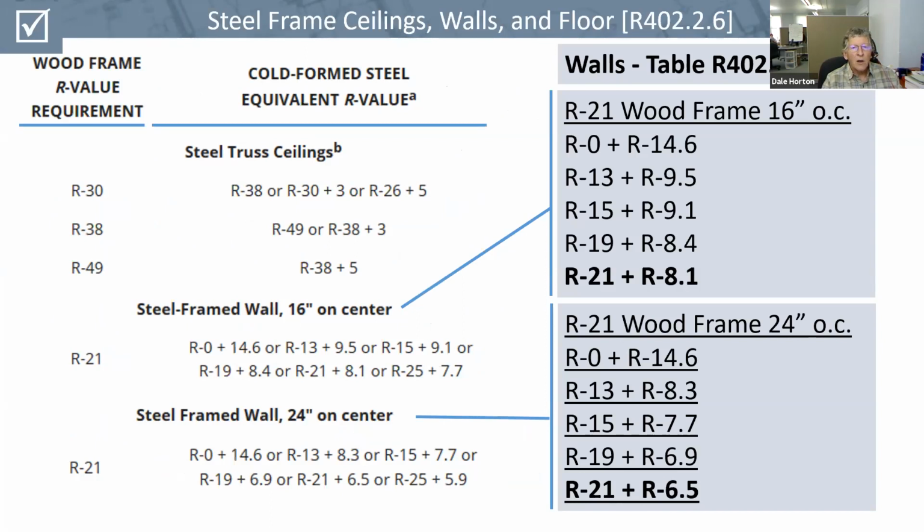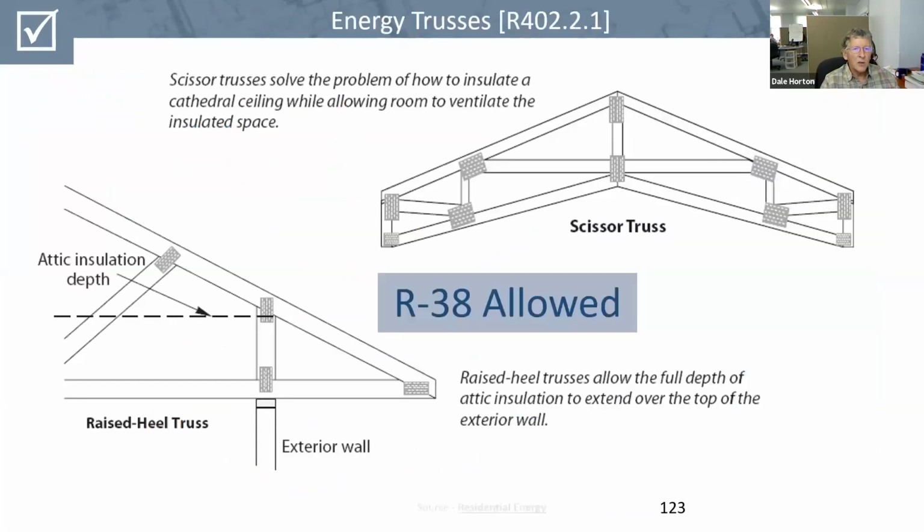You can have R14.6 continuous, or on the other hand, you can have an R21 in the cavity of the steel frame wall, but you have to have an R8.1 rigid in addition. So this is not something we see a lot of, but you might see it, especially in multifamily housing, if someone were to try to use a metal frame instead of wood frame for the exterior wall. Then you'd be applying this provision in the code.